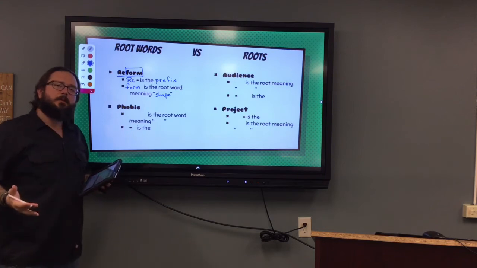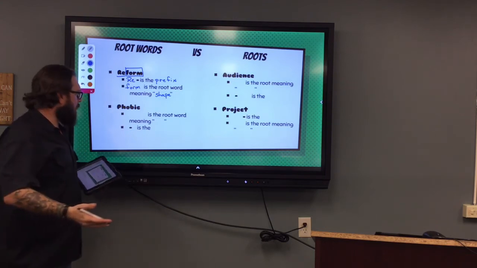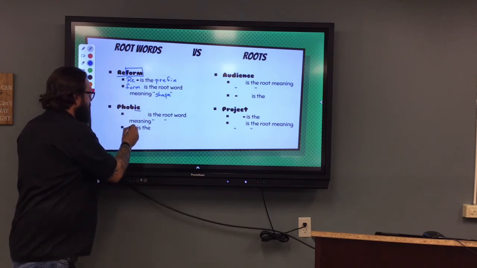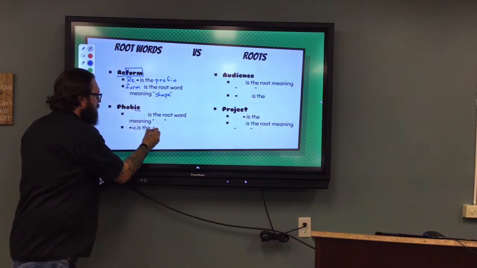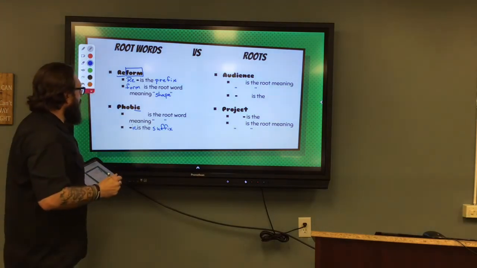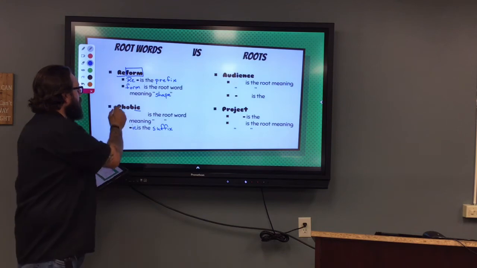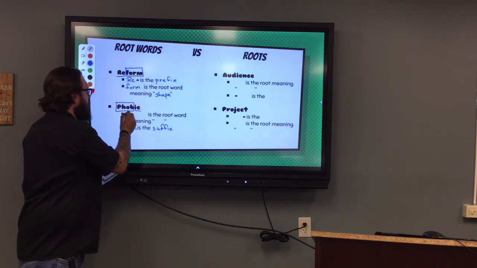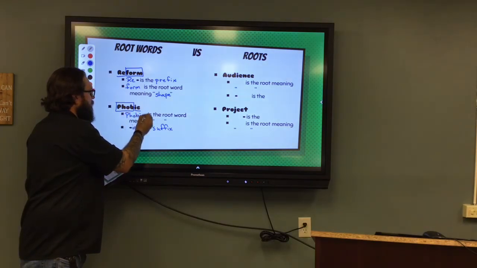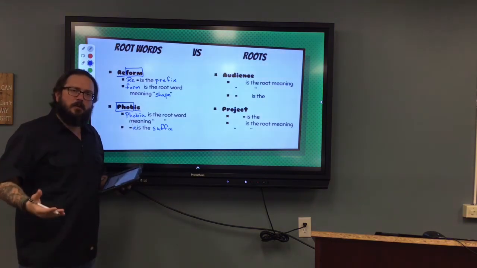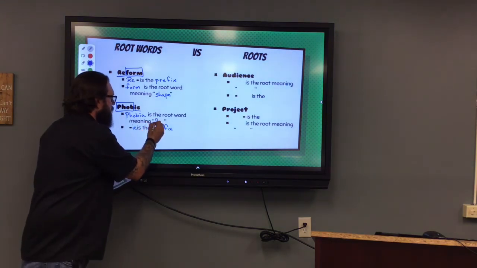In the next example, we have the word phobic. In this case, ic is our suffix, since it comes at the end of the word, and the first part of the root, phobe, is phobia. Phobia is a standalone word that means fear.